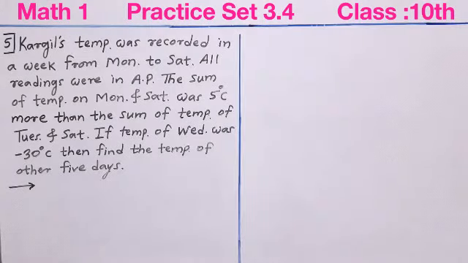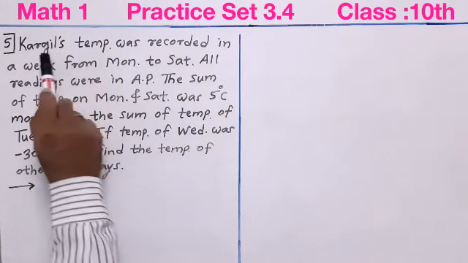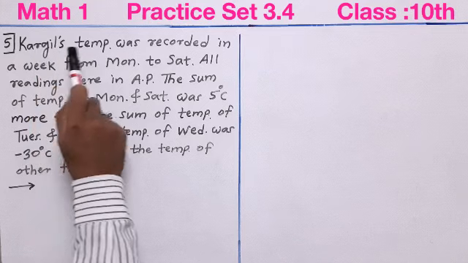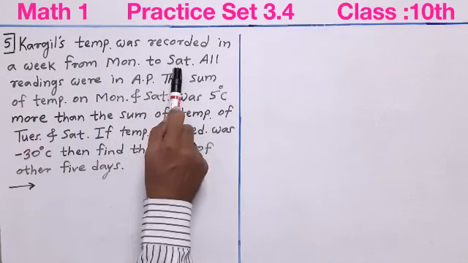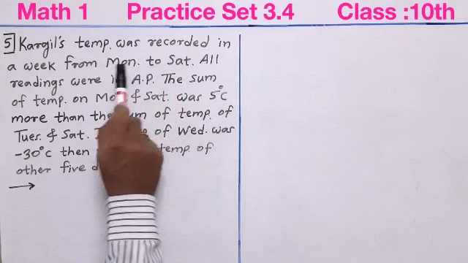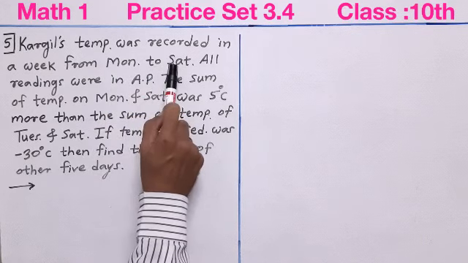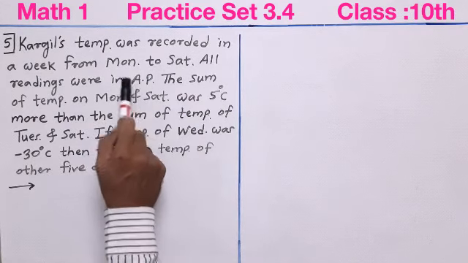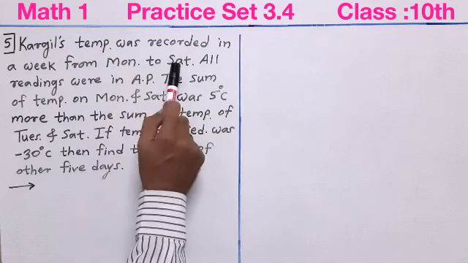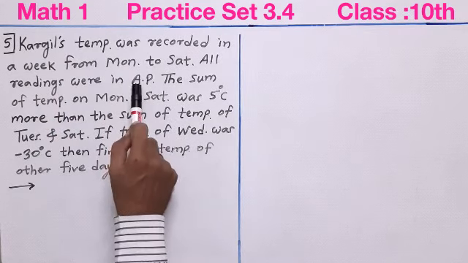Okay, dear students, now let us see question number 5. Kargil's temperature. Kargil is the name of a place. Kargil's temperature was recorded in a week from Monday to Saturday. From Monday to Saturday means there are in all total 6 days. Okay. All the readings were in AP. Means whatever readings were taken from Monday to Saturday were in arithmetic progression.